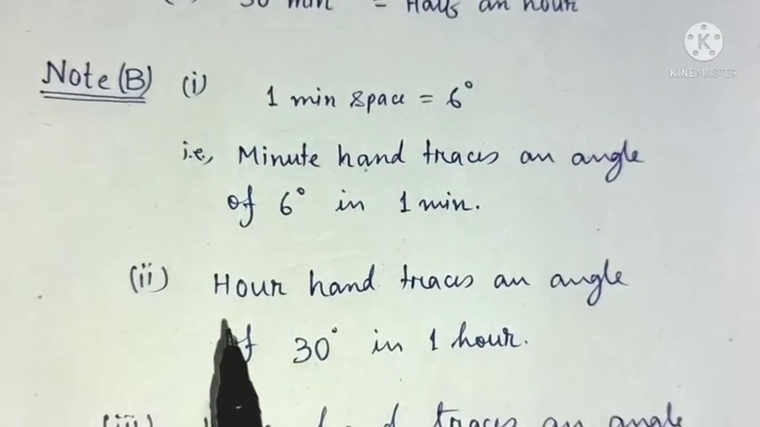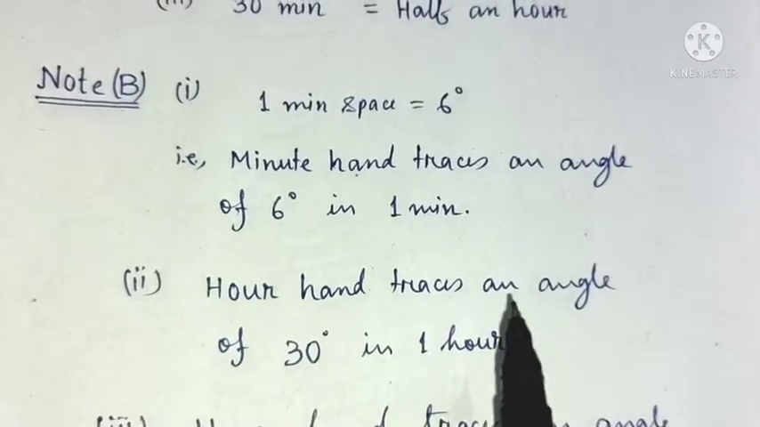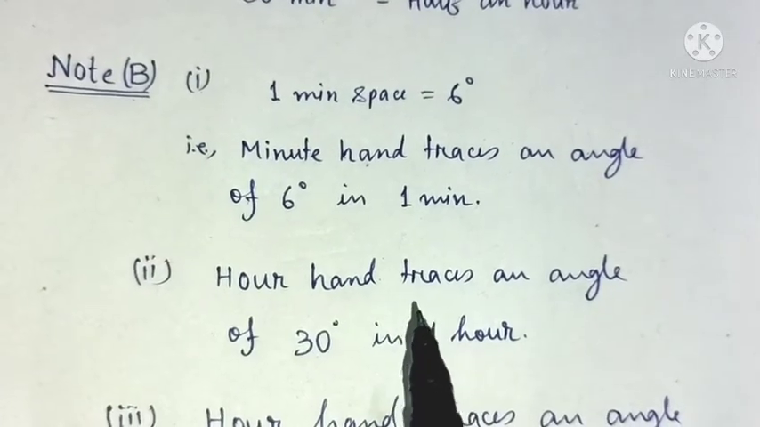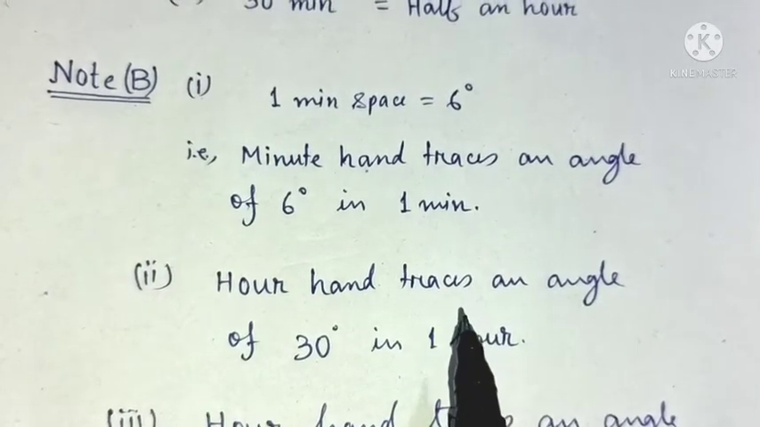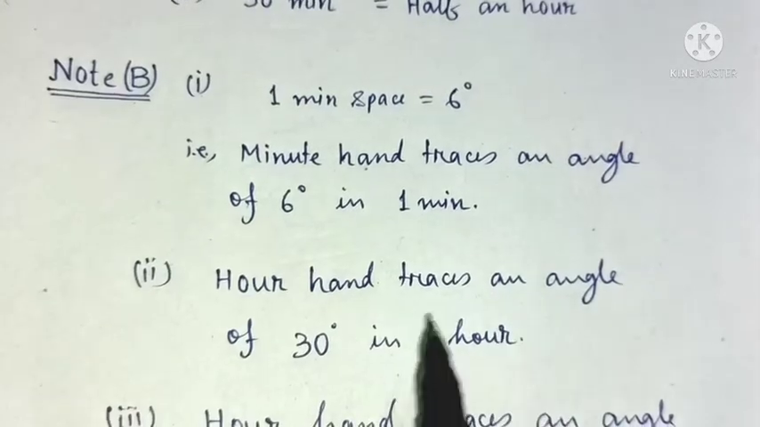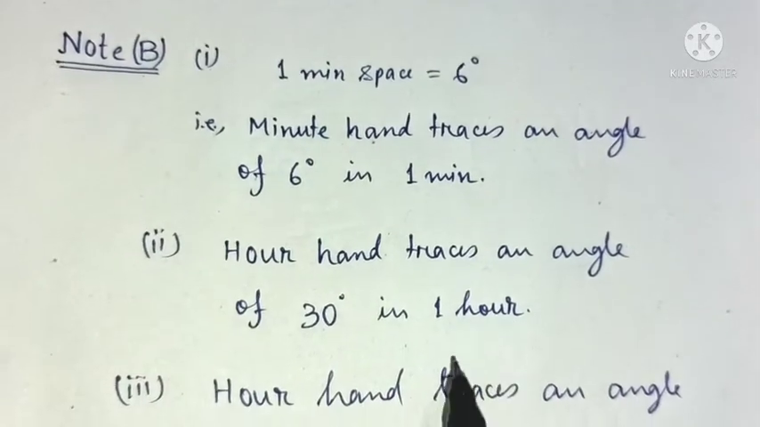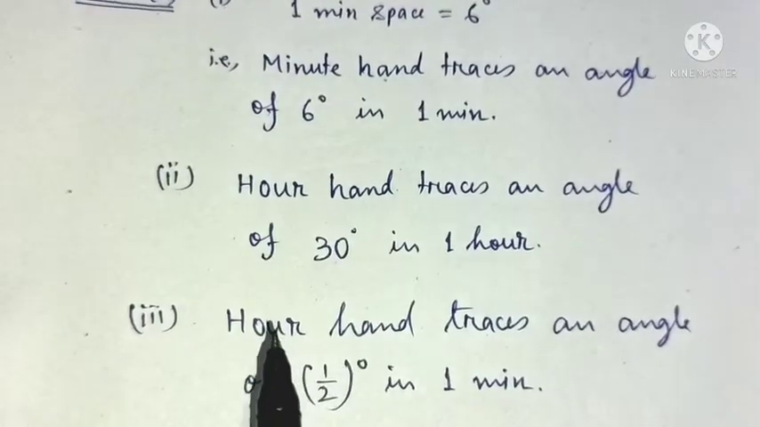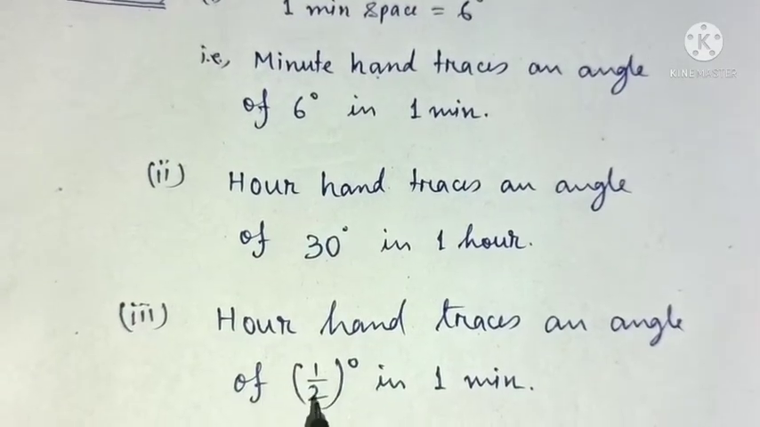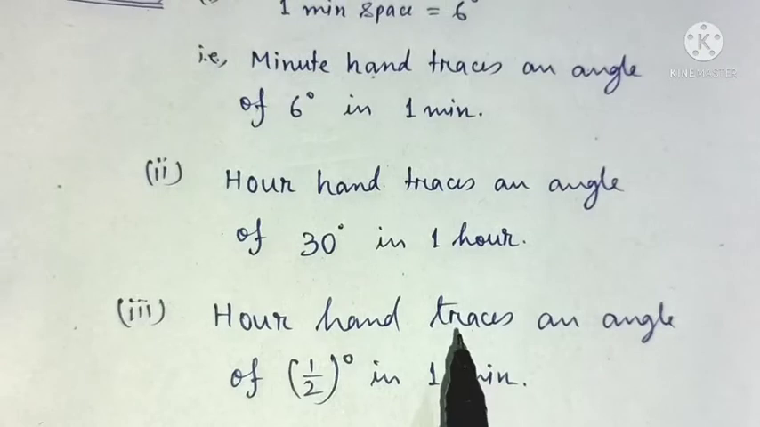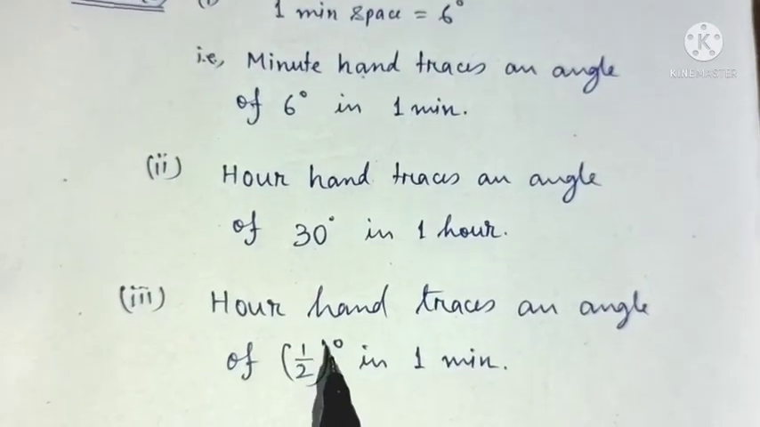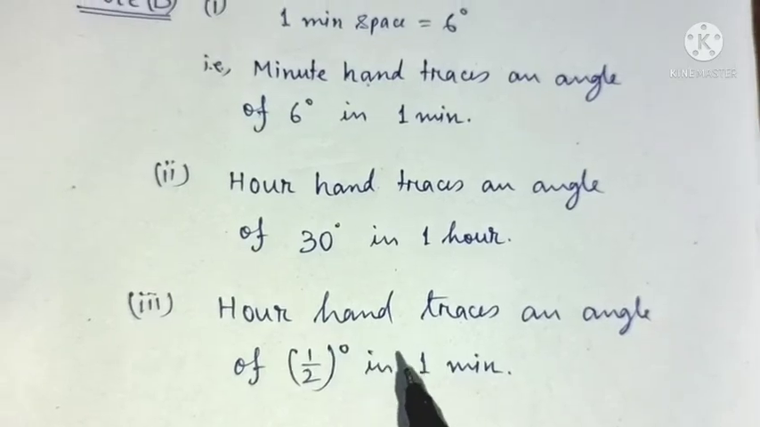Then number 2 is given: the hour hand traces an angle of 30 degrees in 1 hour. So how much angle will the hour hand trace? The hour hand will trace an angle of 30 degrees in 1 hour. After that, the hour hand will trace an angle of half a degree in 1 minute. This should be found out. After knowing these three things, you can find the angle between the minute hand and hour hand very easily.